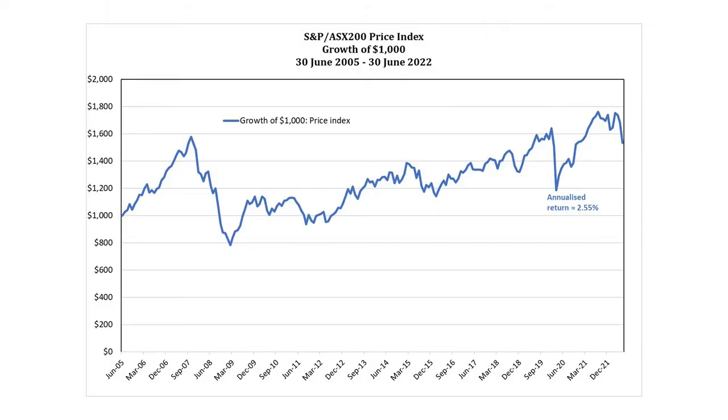The chart on the screen shows the growth of $1,000 invested in the Australian share market, consistent with the S&P ASX 200 price index for the period June 2005 to June 2022. The length of the period was limited by the ready availability of free data. The return for the 17 years was an underwhelming 2.55% a year, with the negative effects of the global financial crisis and early months of the COVID pandemic apparent.